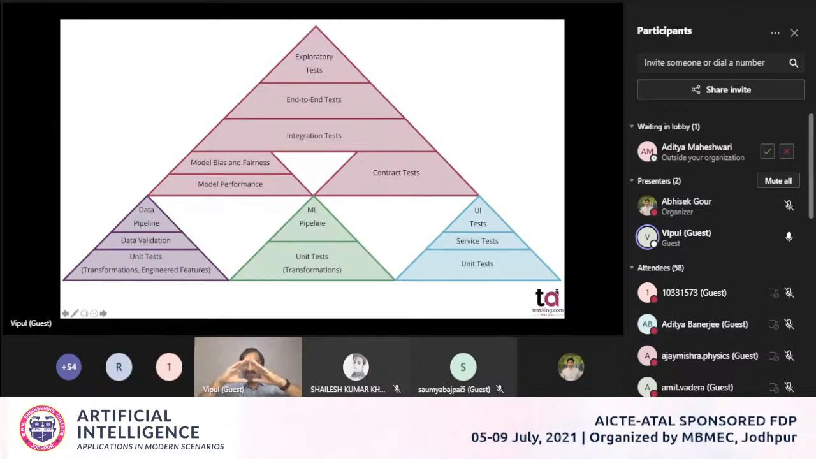So why is it shaped like a pyramid? Why not a square? Why not a circle? That is because a pyramid has a wide base. The base is the widest point in the entire pyramid. It's actually a triangle, if you ask me. It's not really a pyramid, but test pyramid versus test triangle, test pyramid sounds more interesting, more mystical.